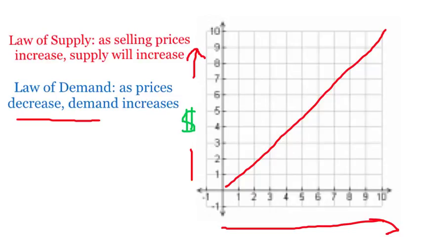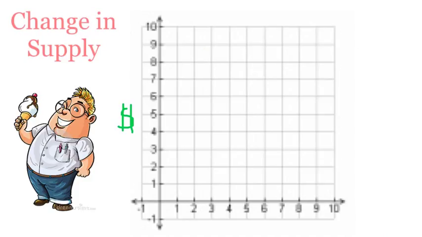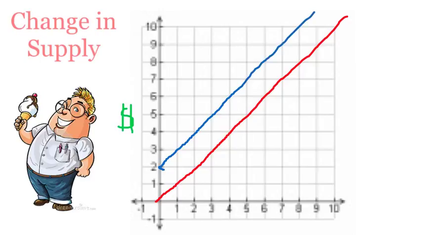Now we're going to look deeper into supply with Chucky and his ice cream. Here's an easy concept if you understood change in demand, which is change in supply. Change in supply is when the supply curve actually shifts. So let's find out what that looks like. Let's say this line represents the supply curve of Chuck's ice cream in the summer, and this line right here represents the supply curve of Chuck's ice cream in the winter. Now you see the supply curve shifted to the left because in the winter, less people want to buy ice cream, so Chuck is forced to supply less.